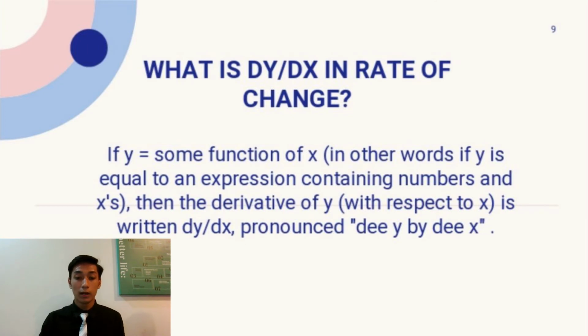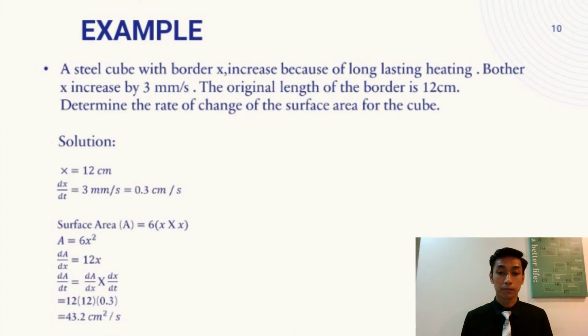Okay, next, what is dy over dx in rate of change? If y equals some function of x, in other words, if y is equal to an expression containing numbers and x, then the derivative of y with respect to x is written dy over dx, pronounced dy by dx.